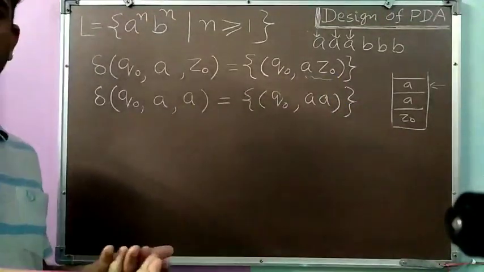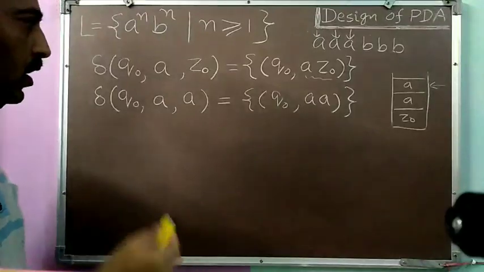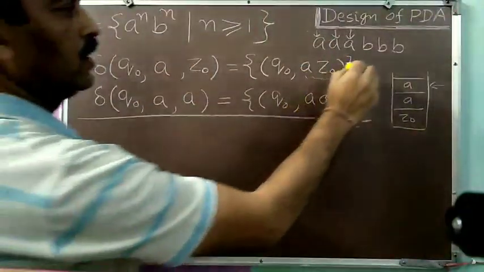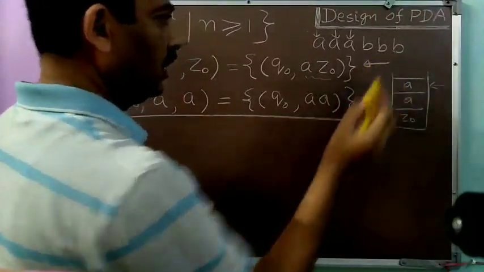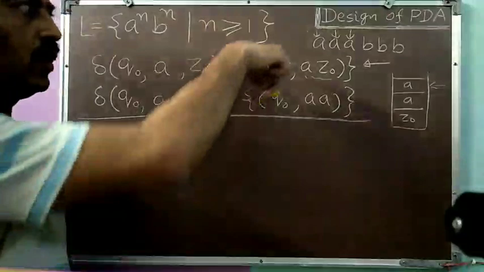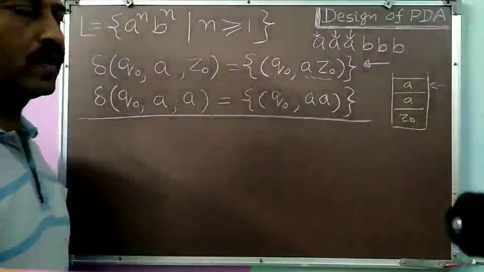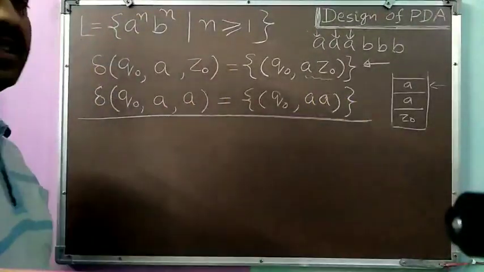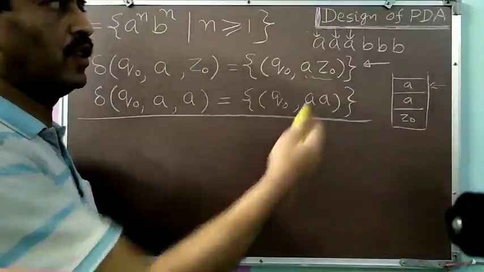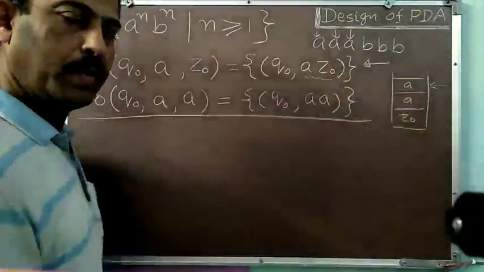So I need not write a separate transition for it. Okay, if you carefully look at these transitions, what is this first transition doing? This first transition is pushing the first A onto the pushdown store. And this second transition is pushing the second and subsequent A's which will be coming to the pushdown store.